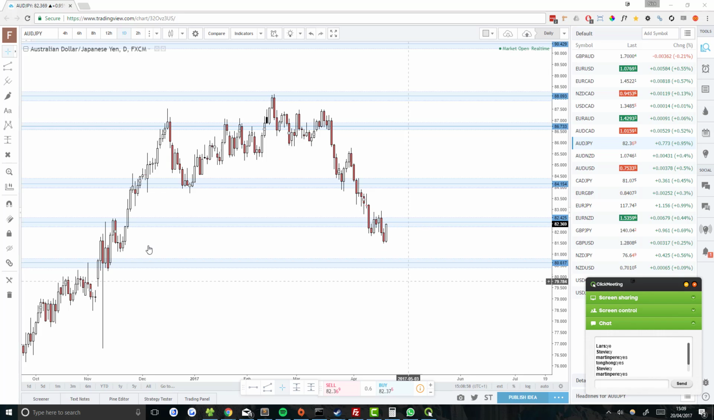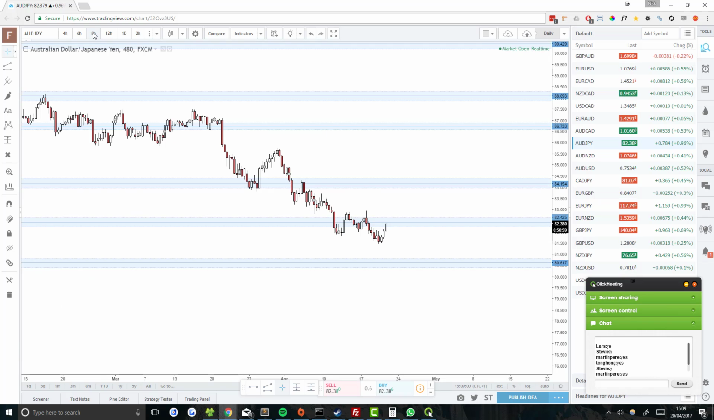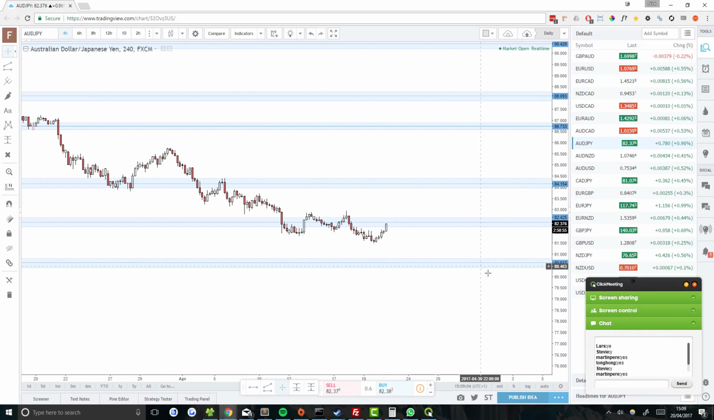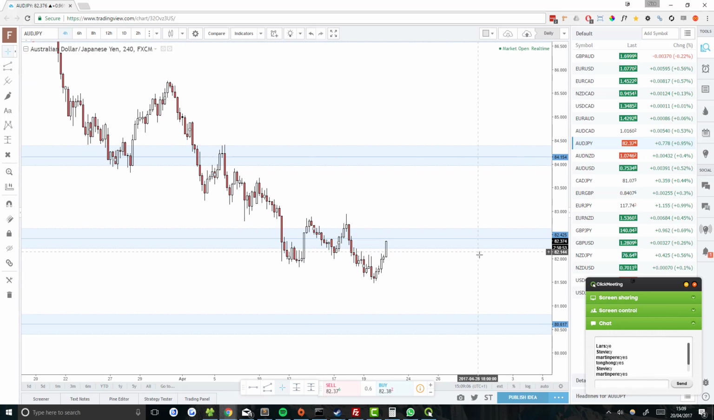So let's keep a close eye on this. This could actually be a potential reversal here. It's not really slowing down yet, but let's see if it does slow down soon. Let's keep a close eye on this. Potential short reversal, continuation reversal on AUDJPY.